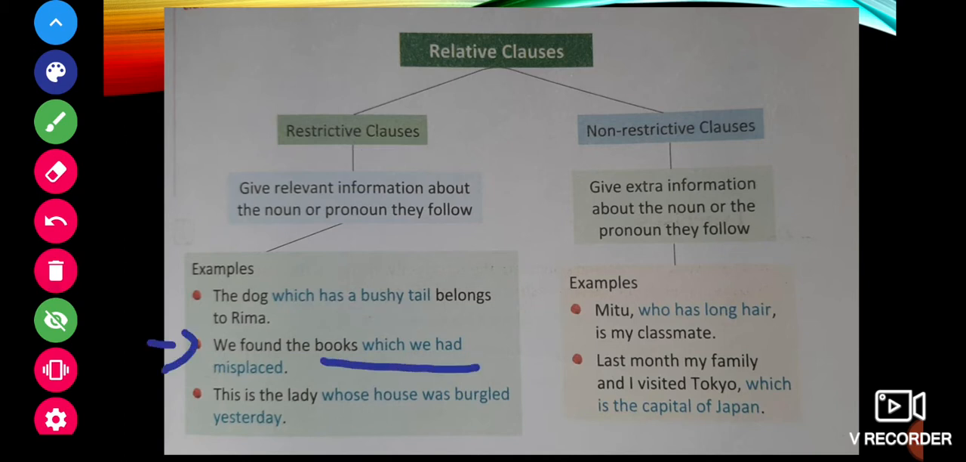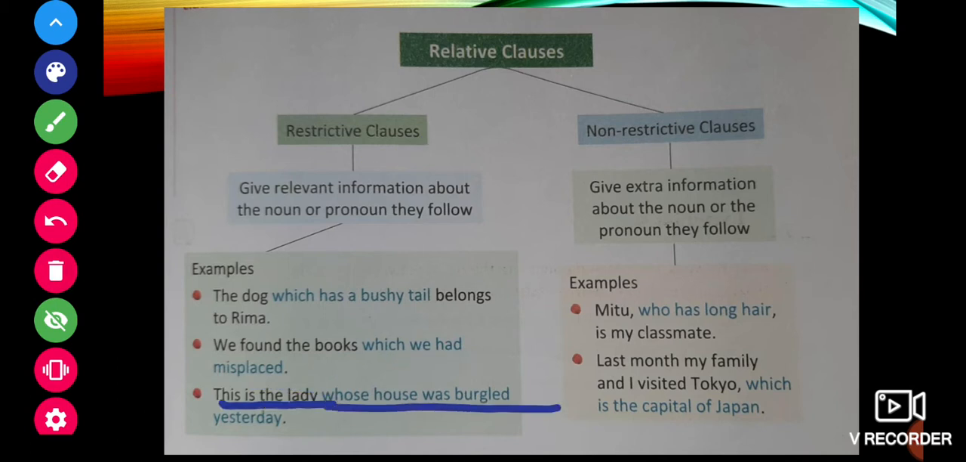We found the books which we had misplaced. Now here we are not talking about any other books. We are talking about books which we had misplaced. So these words are important to understand the meaning of the sentence, so they are a restrictive clause.